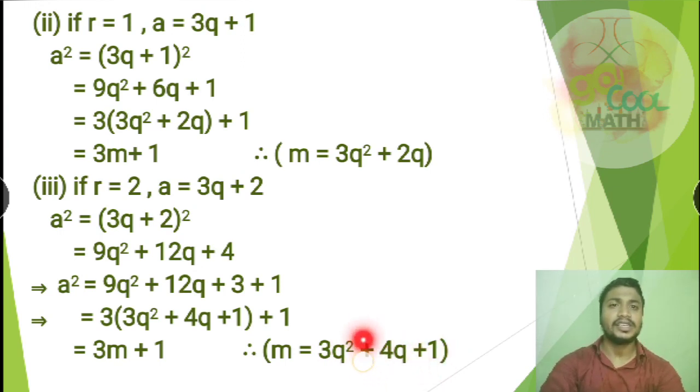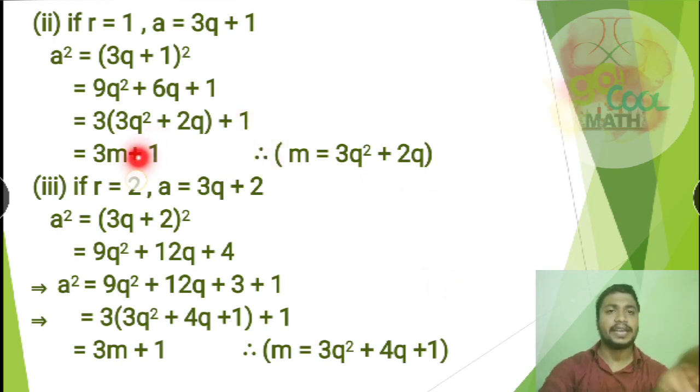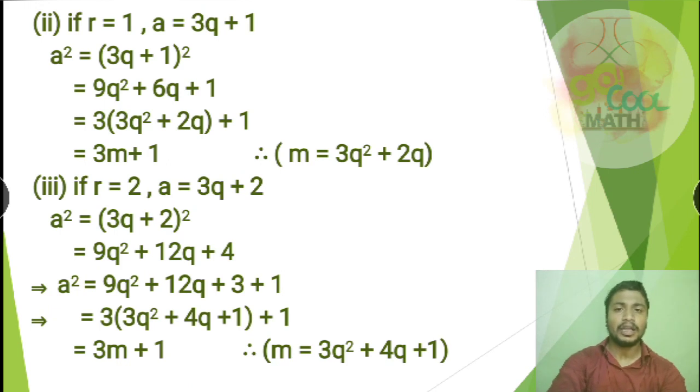Hence, we can conclude that the square of any positive integer is of the form either 3m or 3m plus 1. I hope you all understood this problem. We'll move on to the next one.